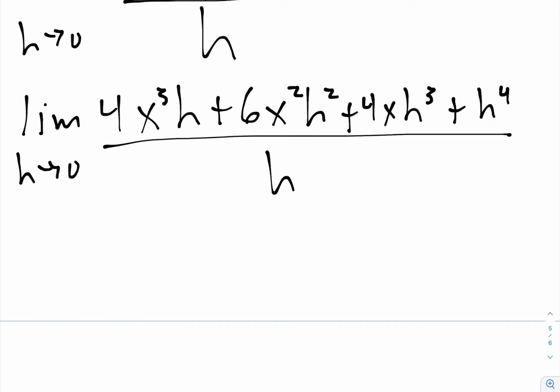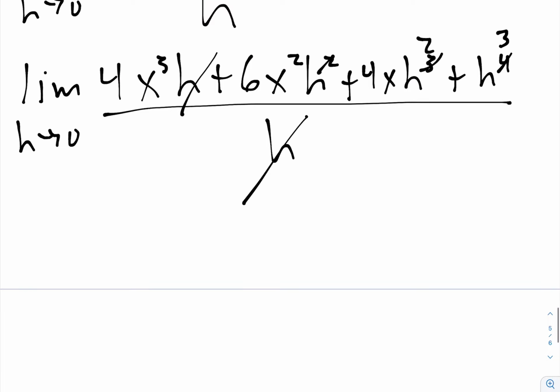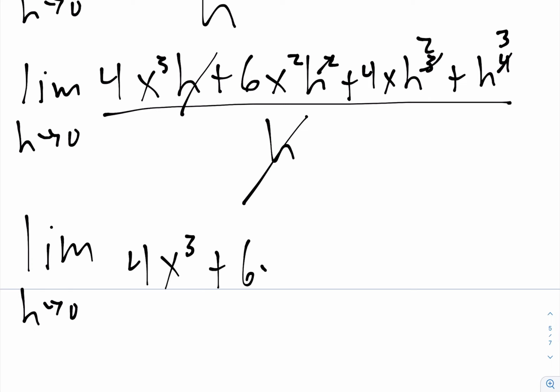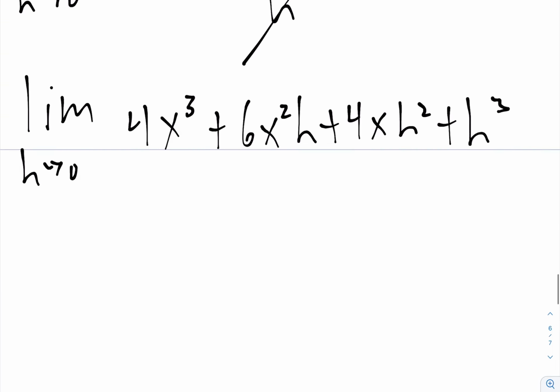Now, like in the last question, we're just going to divide everything by h. So this h is gone. This h squared is just h. This h cubed is just h squared now. This h to the fourth is h cubed. And this h is gone. So it's the limit as h approaches 0 of 4x cubed plus 6x squared h plus 4x h squared plus h cubed. And like in the last question, we can just input 0 wherever we see h.